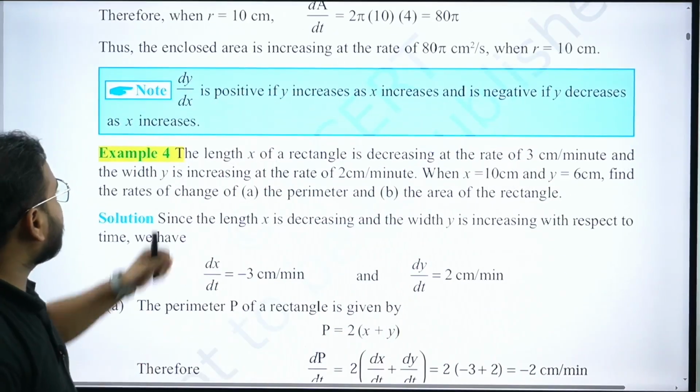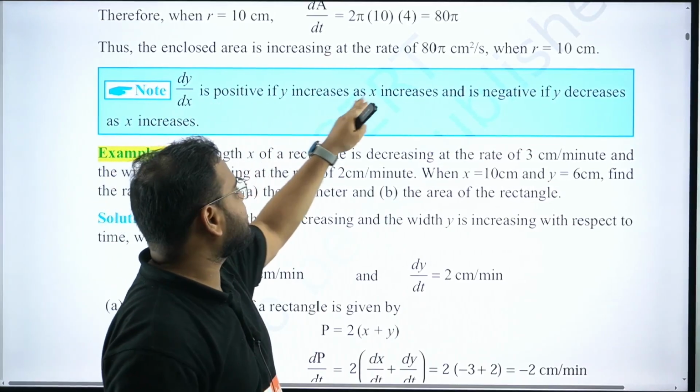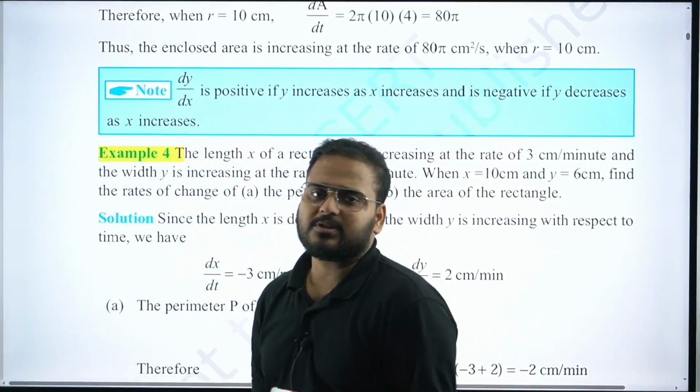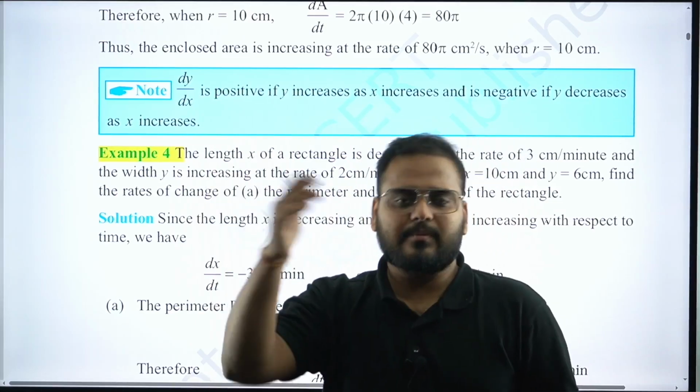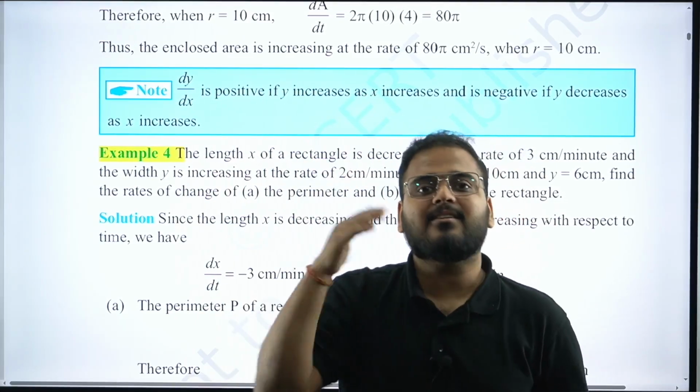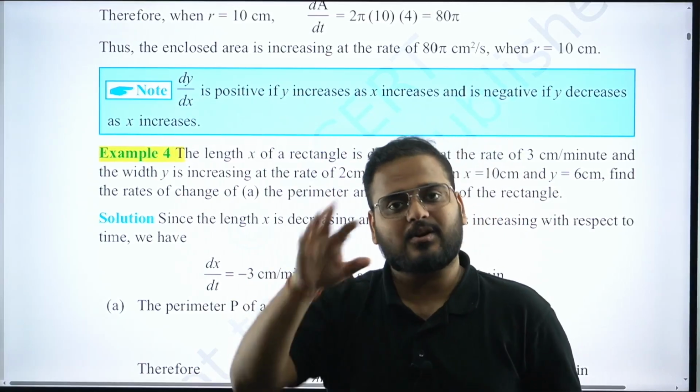So what it means: when dy by dx is positive, y increases with x; negative means y decreases as x increases. When the derivative is positive, it means y is changing positively: x increasing, y increasing. If negative, then x decreasing, y increasing, or x increasing, y decreasing, the opposite effect.